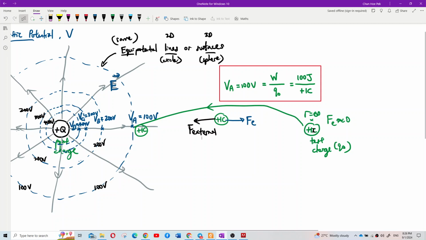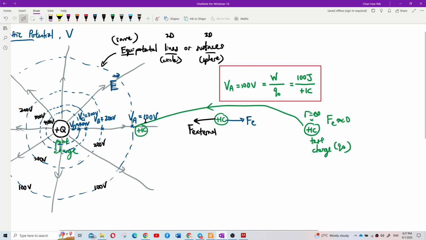Understand? If there is an external force to bring this test charge from this point to this point, that means this external force comes from you, isn't it? That means you need to do some work. There is some work done involved. So how much work done do you think, class, to bring this test charge of 1 coulomb from infinity to point A? How much work done is used?